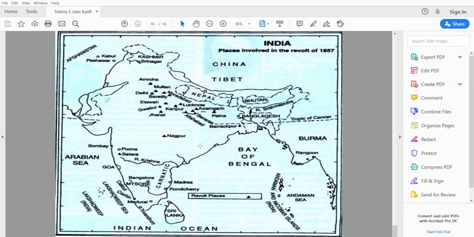This is the picture of India during the time of revolt. You have to know the important centers of the revolt, as it is necessary to locate these places in map work. With this short slide, I tried to make you understand this chapter, Revolt of 1857. Hope all of you have understood.